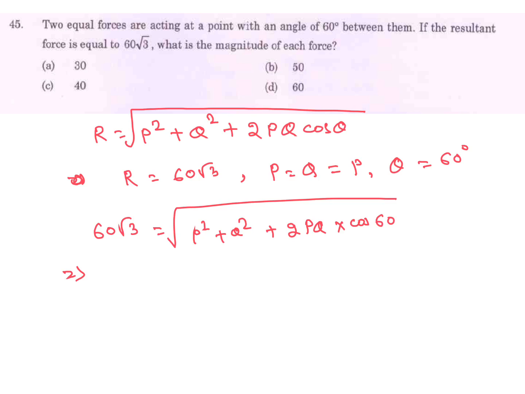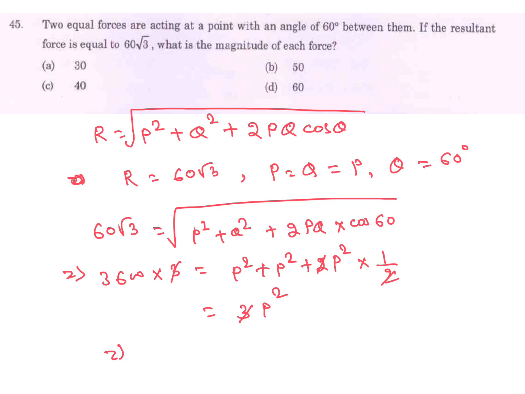So squaring, 3600 into 3 is, P and Q both value same, P square plus P into Q is P square, plus cos 60 is 1 by 2, it's 3 P square. 3 cancel, P is 60 Newton. Unit not given, so P is equal to 60. D is our answer.